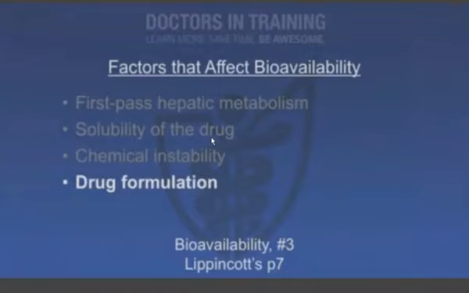And then the fourth factor that influences bioavailability is the drug formulation. And this is what we're talking about: enteric coatings on drugs, or time-release drugs, or you use different particle sizes, or you use different salts. The idea is we can manipulate the drugs to make them more or less bioavailable. Sometimes we want it to be more bioavailable, we want it to be absorbed very rapidly. Other times we want it to be absorbed slowly for a time-release effect. So there are different ways to formulate drugs in order to make them more or less bioavailable.